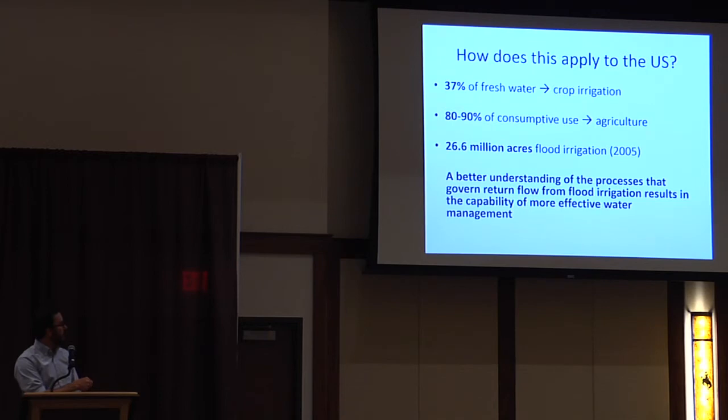And specifically, at our field site here, we're using flood irrigation, and this accounts for about 26 million acres, at least in 2005. And so this has the possibility to be really broadly applicable. The main point, to wrap it up, is that better understanding of these processes that govern return flow is going to really be important for better water management.